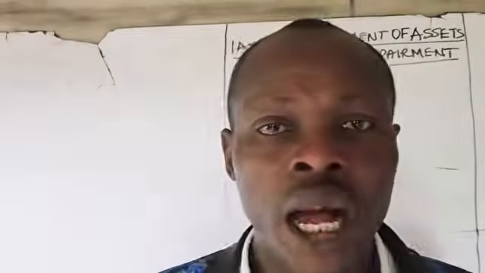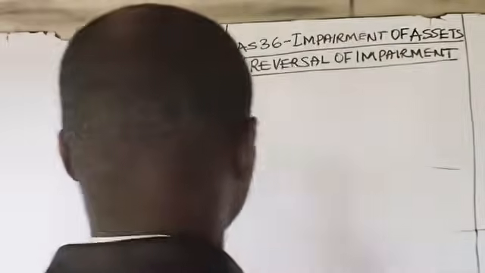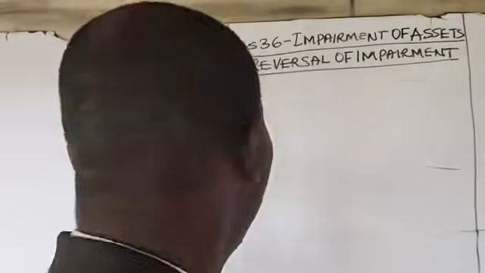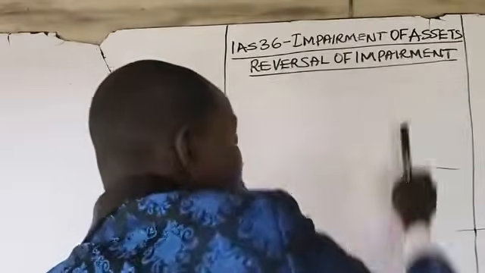Welcome to this session of Physical Academy tutorial on IAS 36, Impairment of Assets. In this lecture, I will examine reversal of impairment.